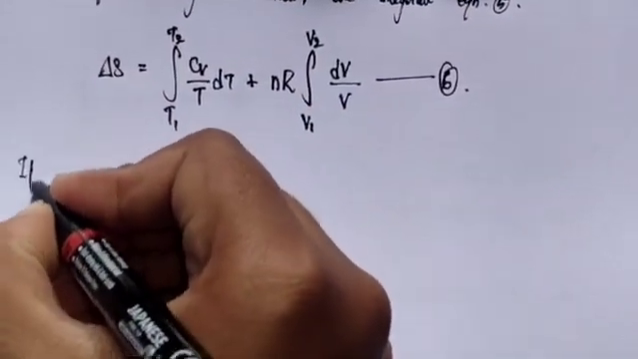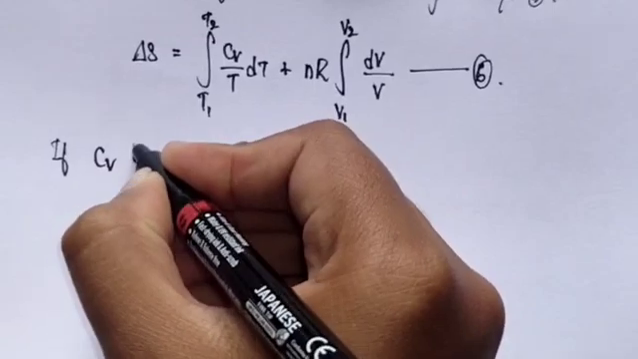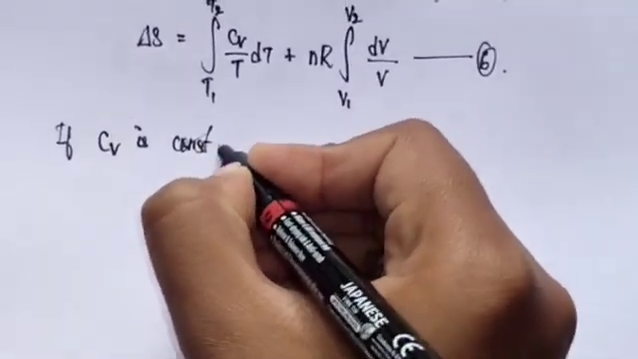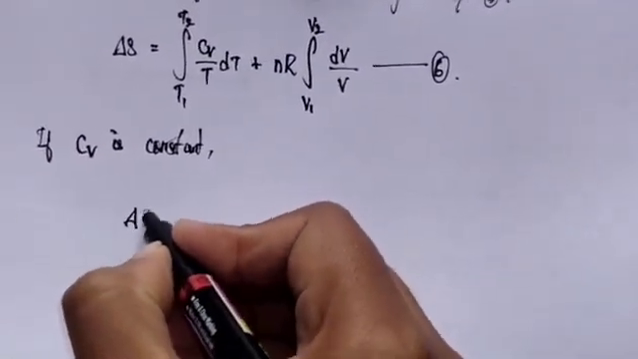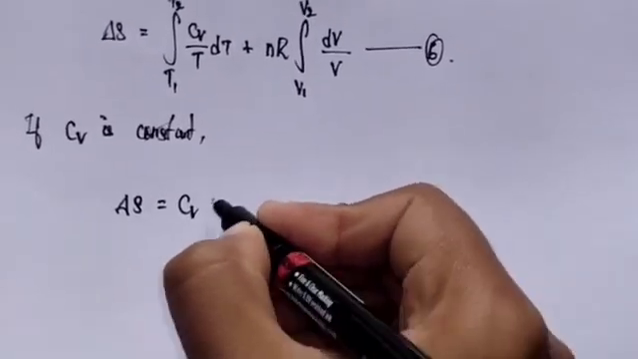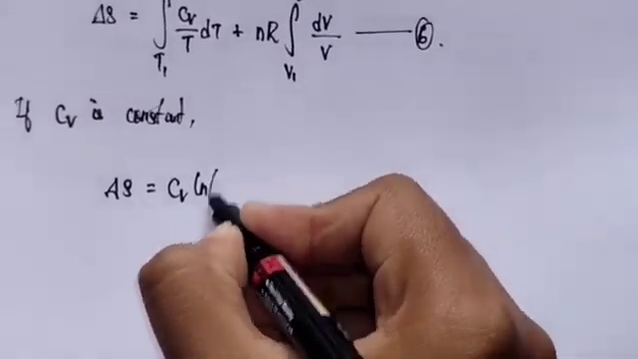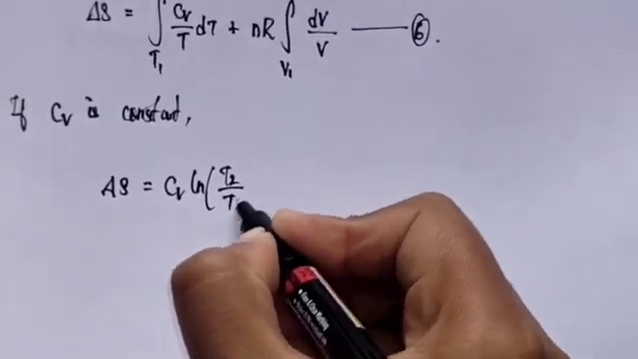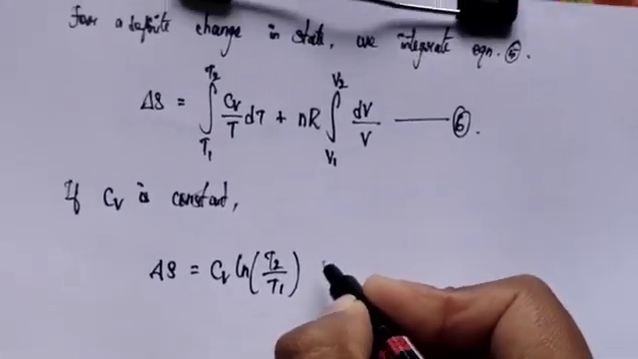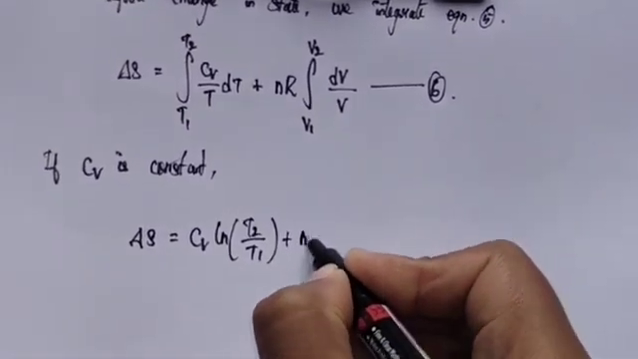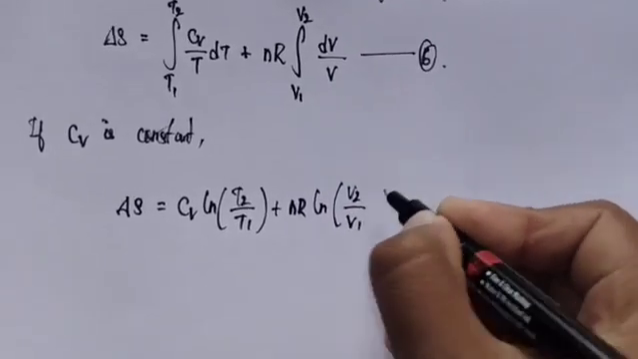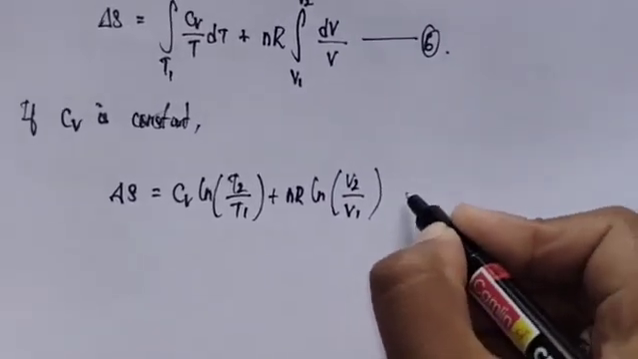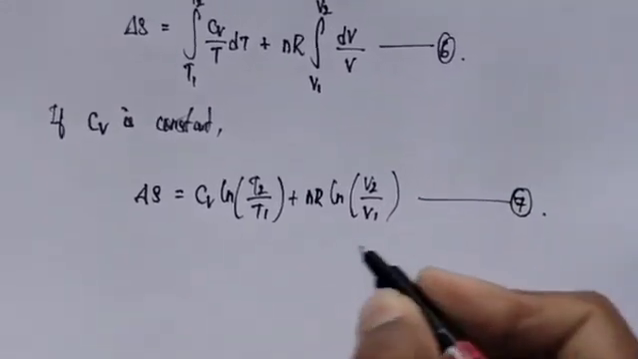If Cv is constant, while further integrating this equation, we get delta S is equal to Cv into ln T2 divided by T1 plus nR ln V2 divided by V1. Take this as equation number 7.